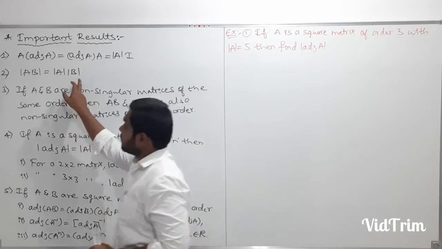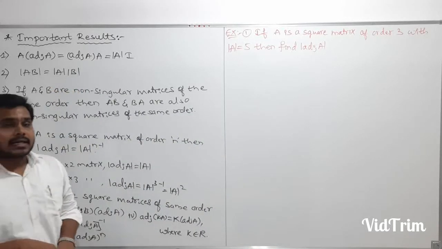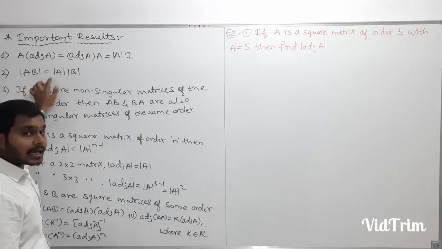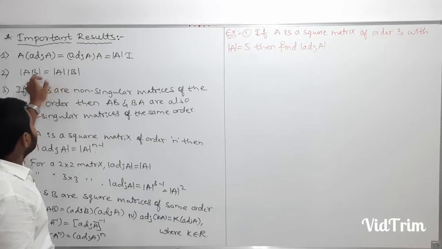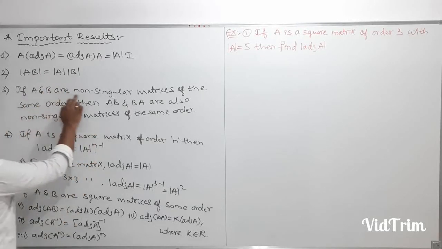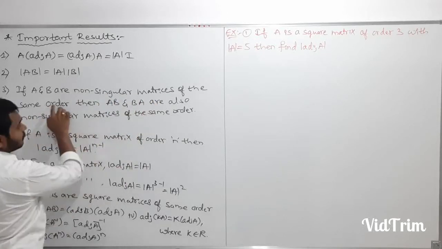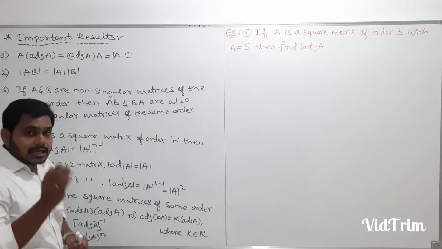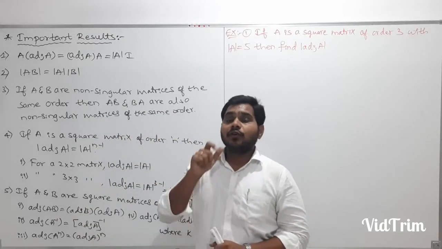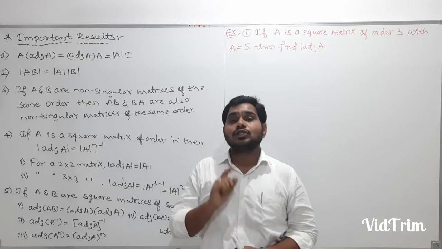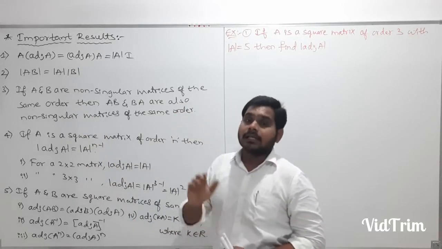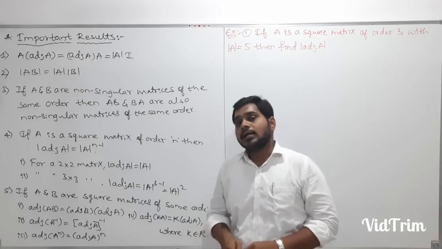Second, my students, if A and B are square matrices, then determinant of AB can be written as determinant of A into determinant of B. Now, if A and B are non-singular matrices, what does non-singular indicate? It means the determinant of A is not equal to 0. So if determinant of A is not equal to 0, then a square matrix A is said to be non-singular.